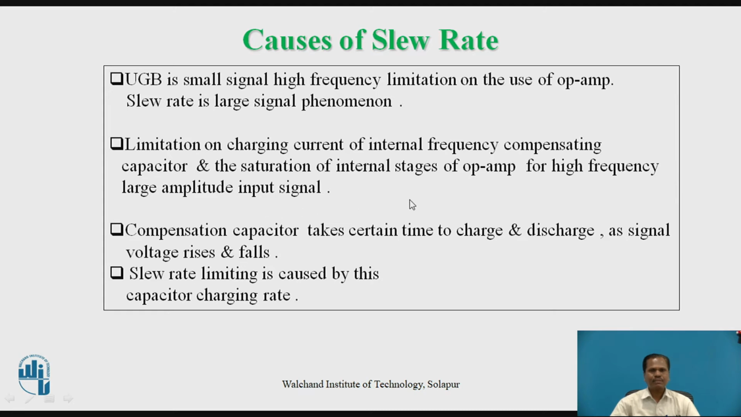When high frequency, large amplitude input signal is applied to the operational amplifier, the resulting current is the maximum current available to charge internal compensation capacitor network. So this compensation capacitor takes certain time to charge and discharge as input voltage signal rises and falls, increases and decreases.